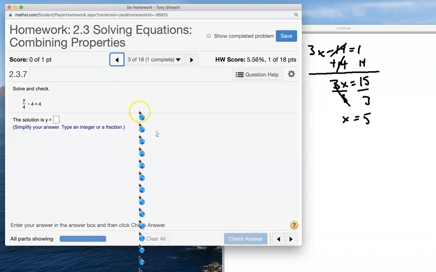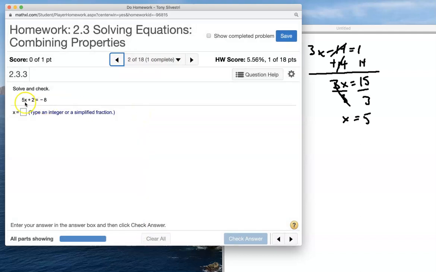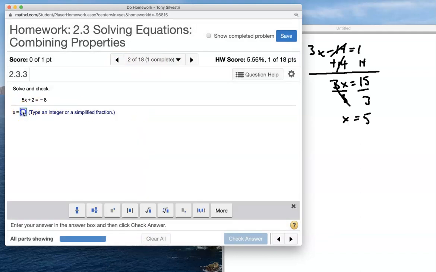Okay. What would you do here? I'll tell you what you're going to do here. The first thing, I'm going to do a little bit of writing inside the box. The first thing I would do is, remember, addition property first. 5x plus 2, I don't want that plus 2. I want 0 there. I want 5x. So I'm going to subtract 2 from both sides.